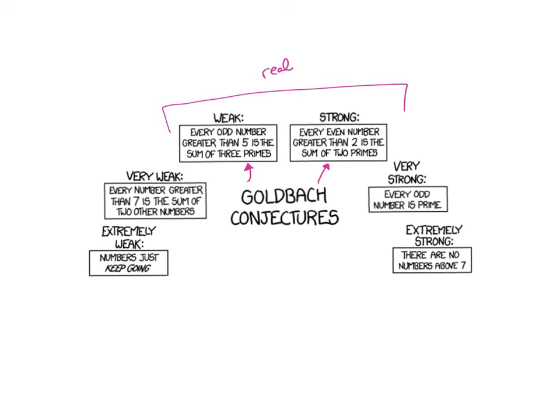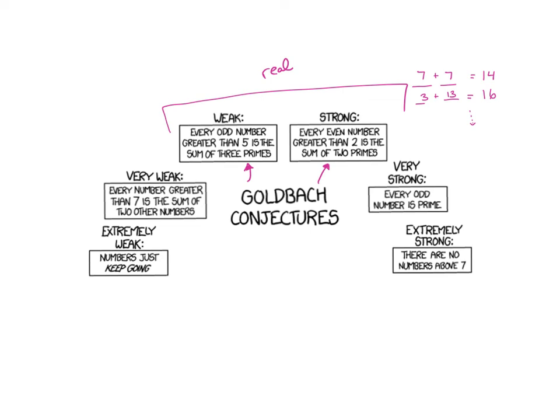The strong form of Goldbach's conjecture says that every even number greater than 2 is the sum of 2 primes. So if I take an even number, say 14, I should be able to write that as a prime plus a prime. It doesn't necessarily have to be distinct, so maybe I can write that as 7 plus 7. For 16, how can I write that? Let's see, I can write 16 as 3 plus 13. So every even number can be written as a prime plus a prime.